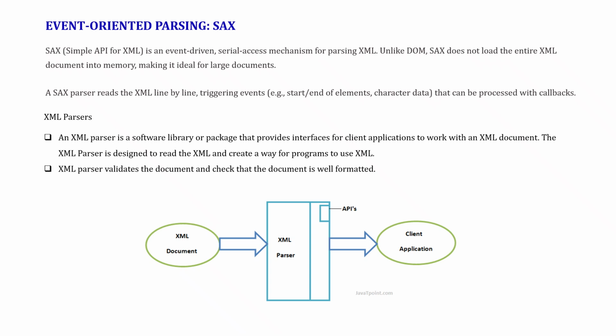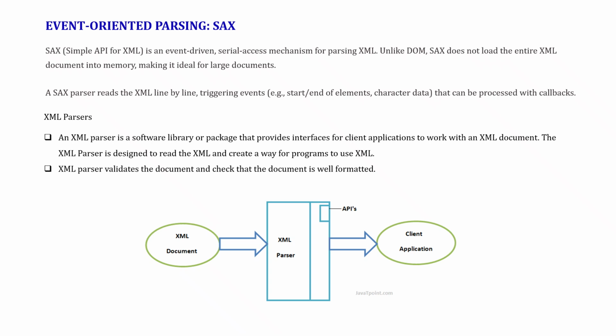Event-oriented processing: SAX. Simple API for XML is an event-driven serial access mechanism for parsing XML. Unlike DOM, SAX does not load the entire XML document into memory, making it ideal for large documents. A SAX parser reads the XML line by line, triggering events that can be processed with callbacks.